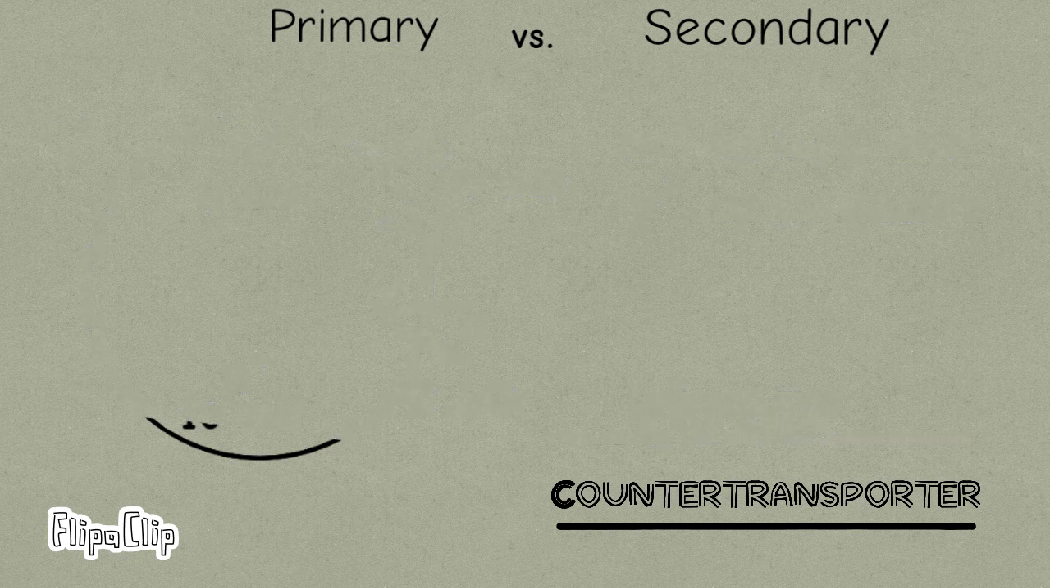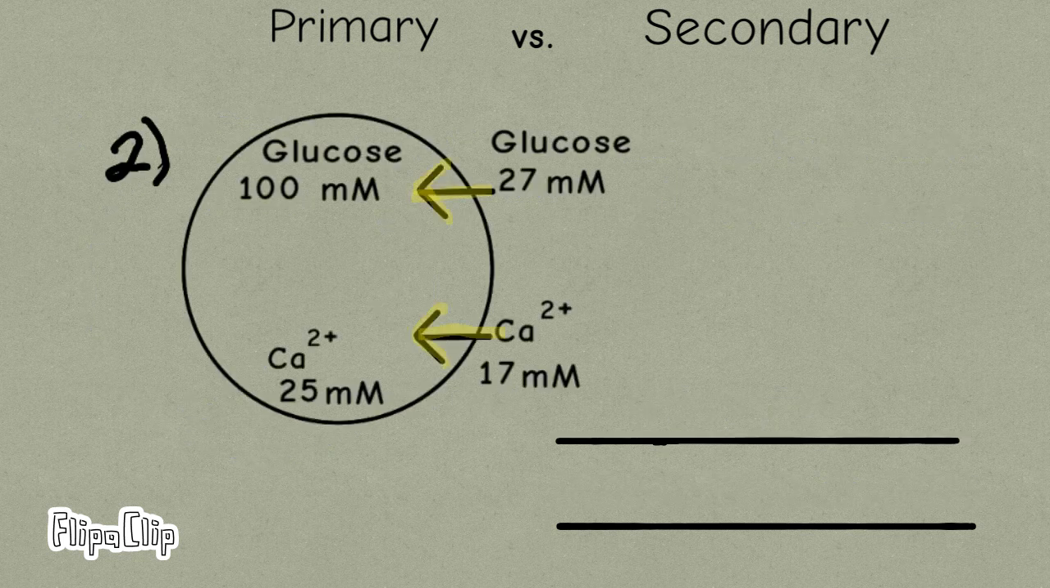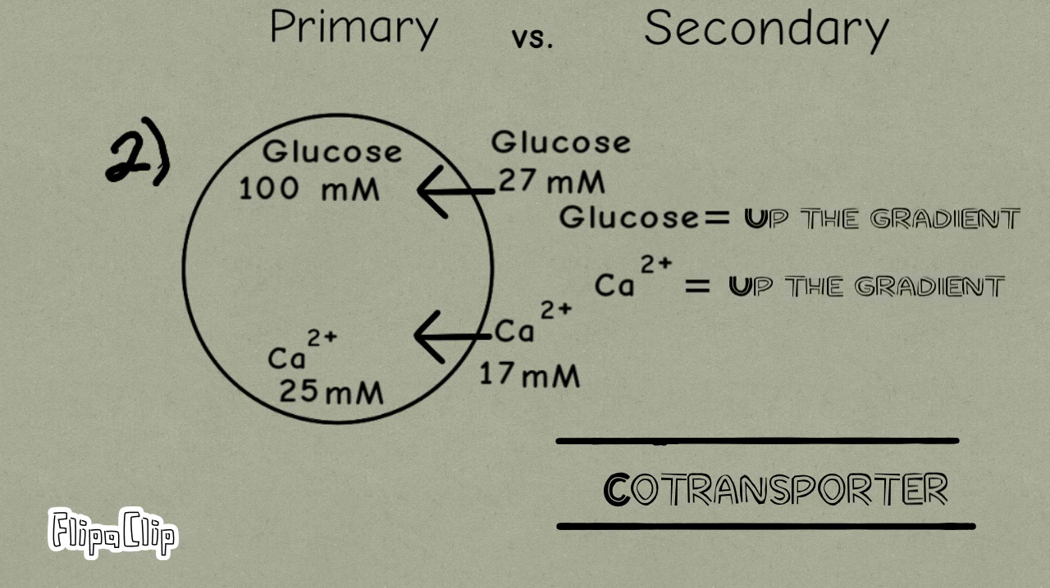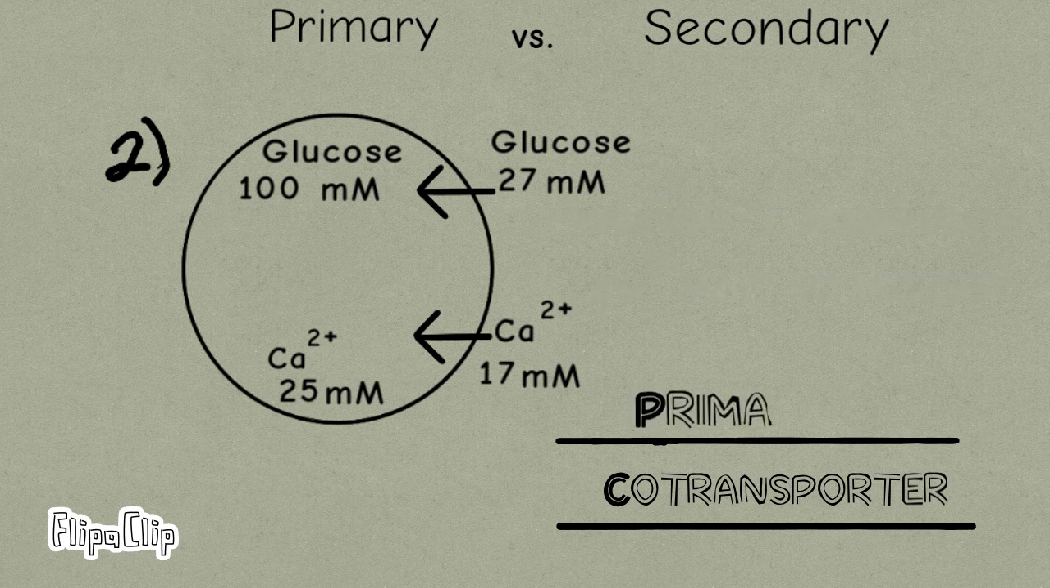For number 2, glucose and calcium are both traveling inward. This makes this a cotransporter. Glucose is traveling from 27 millimolars to 100 millimolars, and calcium is traveling from 17 millimolars to 25 millimolars. This means both of them are traveling up their gradient. This makes this example a primary active transporter.